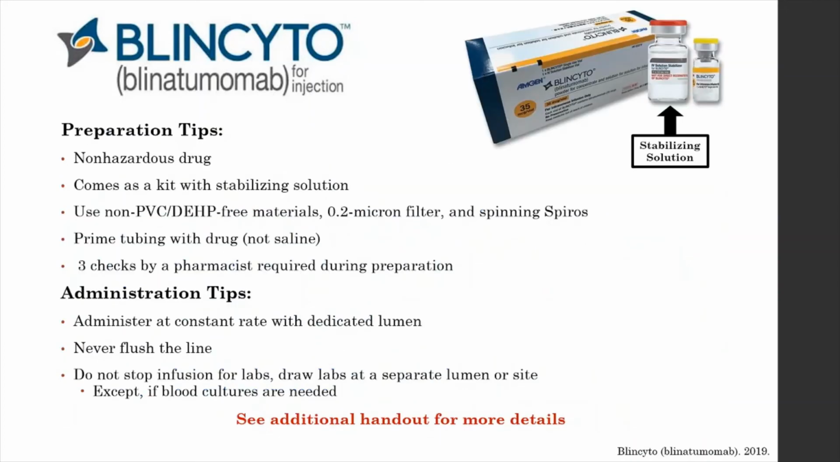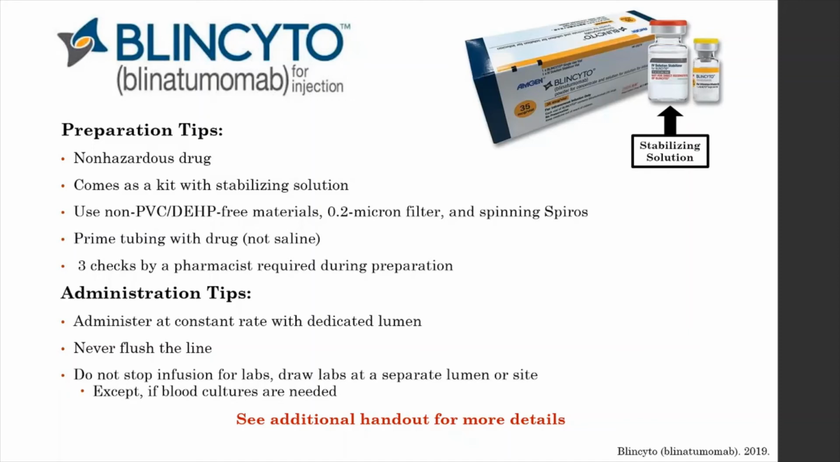And that brings us to some unique preparation and administration requirements for Blincyto. But for the sake of time, I've prepared an additional handout that provides much more details for this. But I'm just going to highlight the most important ones. So it's important to know that Blincyto is not a hazardous drug, so it does not have to be made in the chemo room. It comes as a kit with a stabilizing solution. You should only use non-PVC materials. You should filter it and use a spinning spiros. And you should prime the tubing with drug and not saline. And then during the preparation, 3 checks by a pharmacist are required.